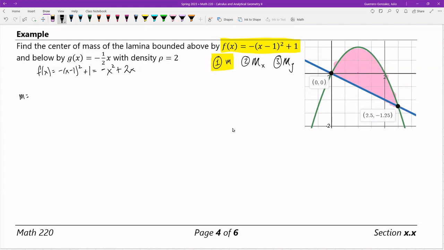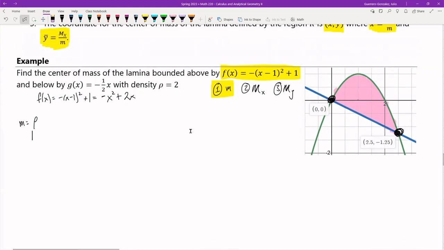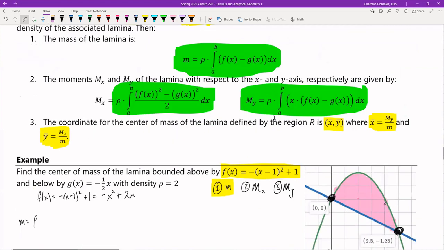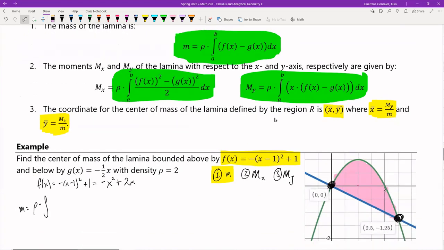Now, we can see our limits of integration. It's going to be from the 0 point to this point way over here, which is 2.5. So the equation here, I'm going to follow from right up above, using this first green one: rho times the integral from 0 to 2.5 of f of x minus g of x. My f of x, we know what that is. I reduced it down to this: minus x squared plus 2x, minus my g of x, minus 1/2 x.